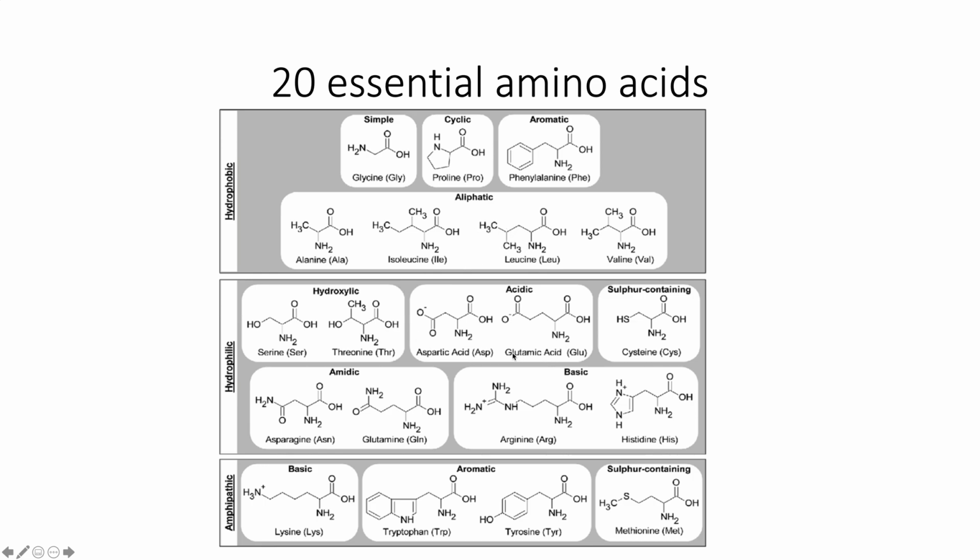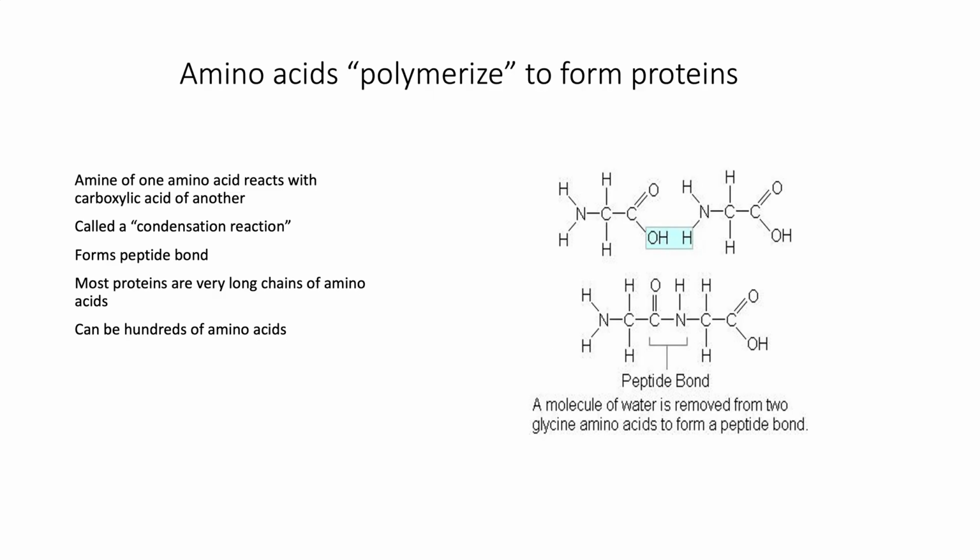There are various types of them, but they're classified a lot of different ways. There's more than 20 in living things, but these are the 20 that you can only get dietarily. When amino acids polymerize, they form proteins, and then that's when you get a polypeptide chain, so a long chain.